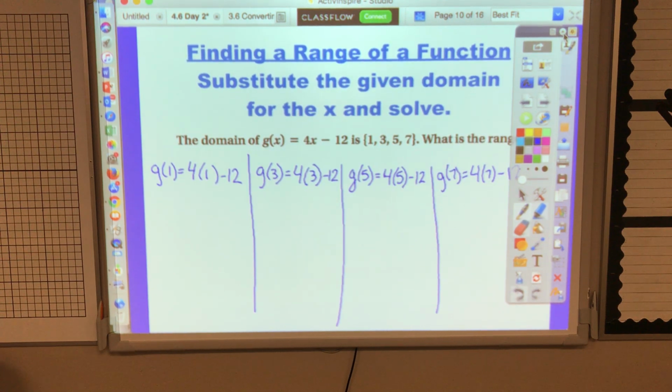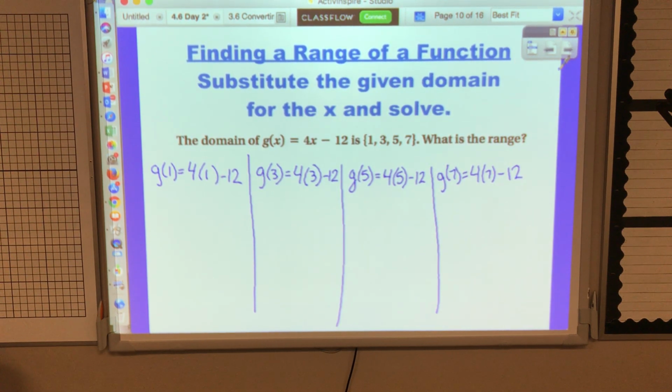Lots of times when they ask you to evaluate, they're asking you to find the range, because remember that range is your output of a function, which is your y values. Just now we're calling it f of x. And it doesn't have to be an f, it can be any variable or any other letter, as long as it's telling you it's a function, right? So when they're asking you to find the range, they're going to ask you to substitute whatever numbers they give you for the domain and solve your equation.